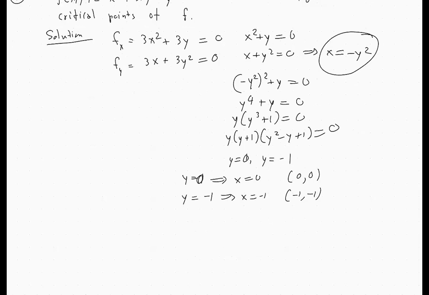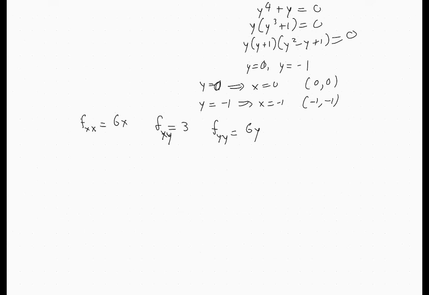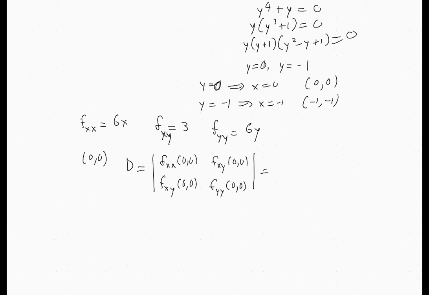Okay, so let's find the second order partial derivatives in order to apply the second derivative test. And fyy, which is 6y. So at 0, 0, D is going to be fxx at 0, 0, fxy at 0, 0, fxy at 0, 0, and fyy at 0, 0, which is going to be 0, 0, 3, and 3. That's a -9. That's a saddle point.